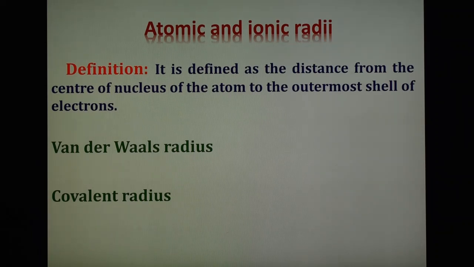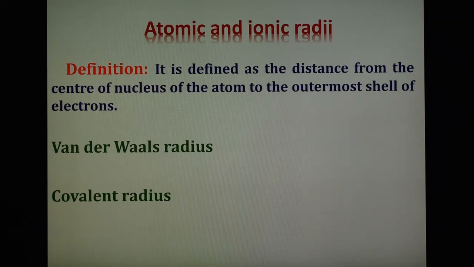There are two important generalizations relating to the ionic radius. Number one, the size of a cation is smaller as compared to its parent atom, and number two, the size of an anion is larger as compared to its parent atom, like Na+ and Cl-. So these are the two important generalizations.